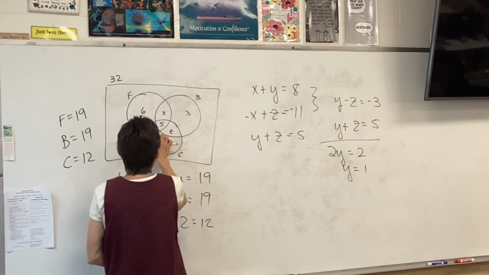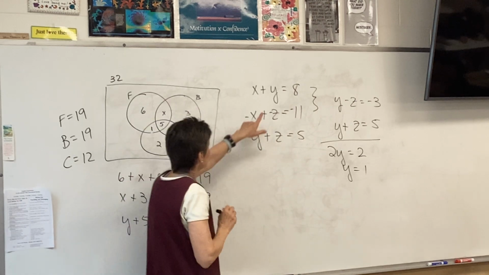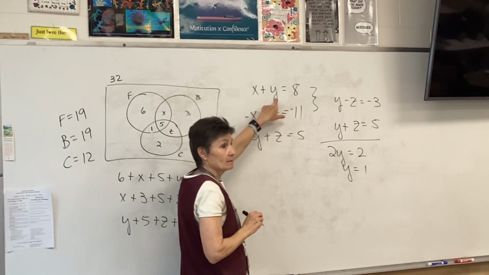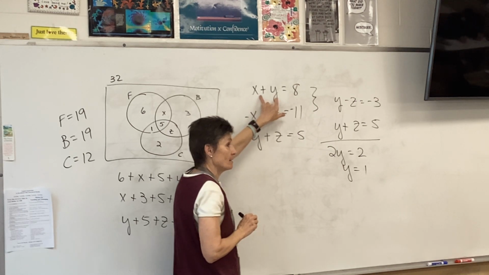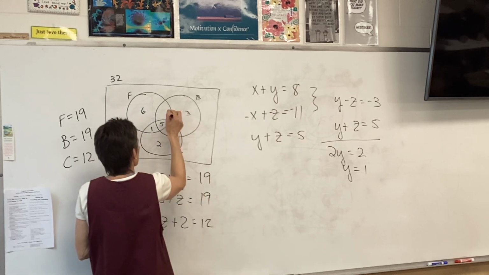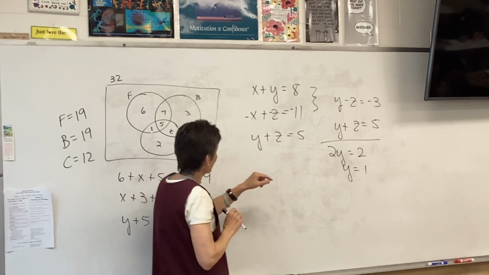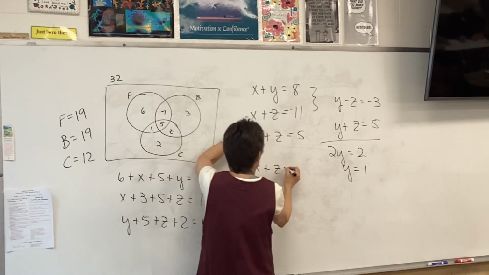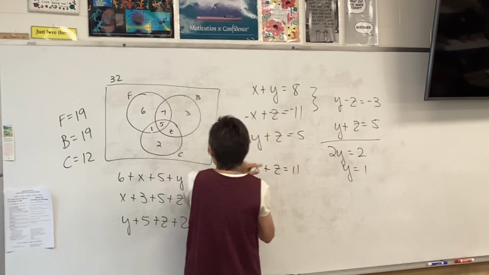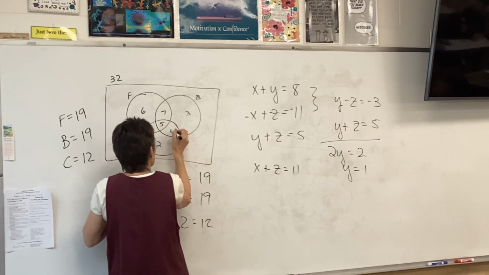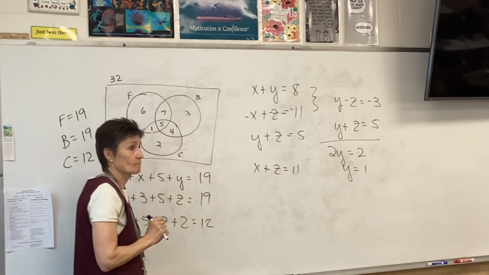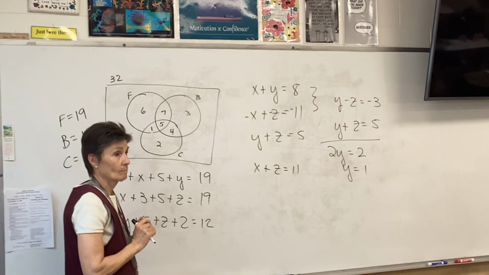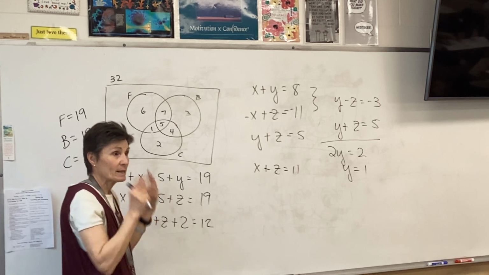And if Y is 1, then X has to be 7. And if X is 7, then Z must be 4. Now we can answer the question.